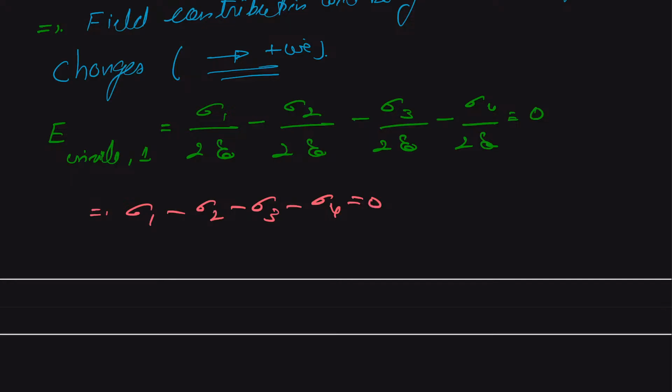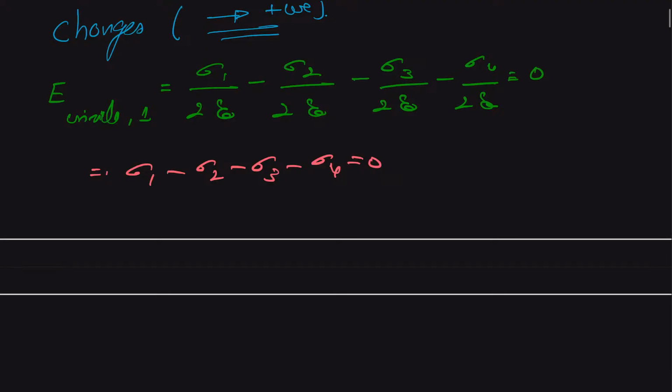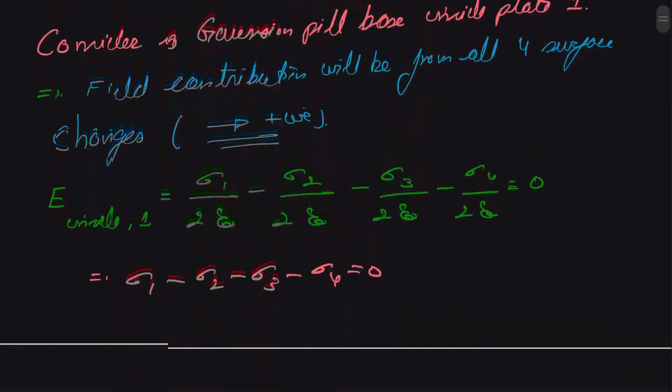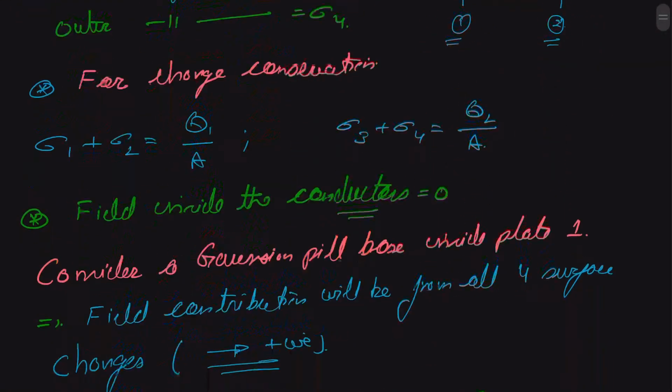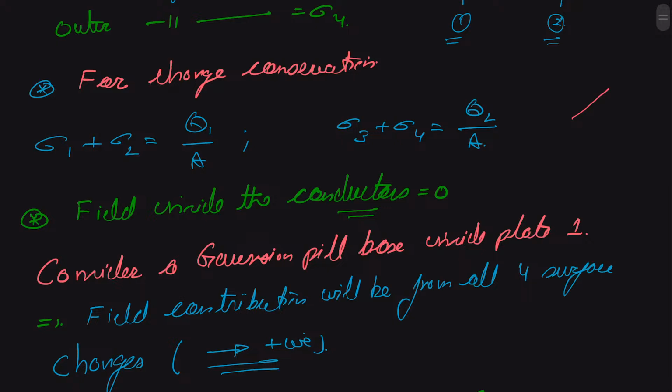Similarly, we can write for plate 2. We are going to consider a Gaussian pillbox inside plate 2. And here we have to remember that this plate 1 is something like this. These are the plates. So this is plate 1, and similarly there will be plate 2 also. Then only it's possible to draw the Gaussian pillbox inside plate 1 for the first case, and then for plate 2.